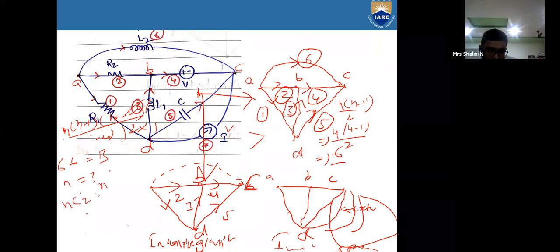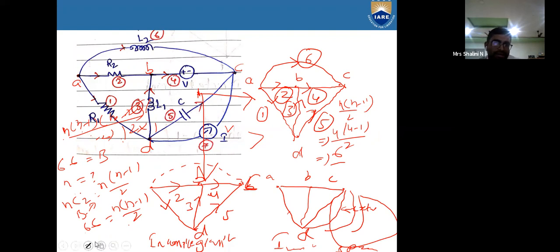nC2 equals n into n minus 1 by 2. What is given? The branches. So 66 equals n into n minus 1 by 2. If you solve this, it comes to the quadratic formula, minus b plus or minus square root of b squared minus 4ac, by 2a. Okay, it is a lengthy process.